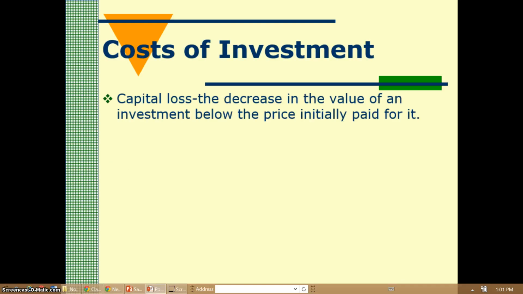So what are the costs of investments? And this means literally the financial cost. What does it take to get investing? So there's a capital loss, and that's a term that says that a decrease in the value of an investment below the price initially paid for it.